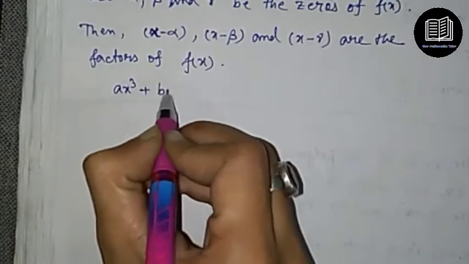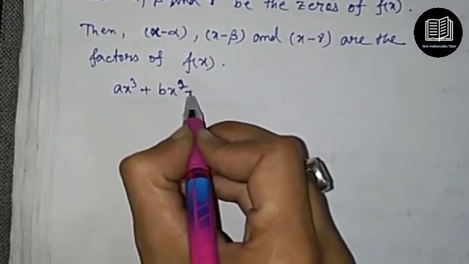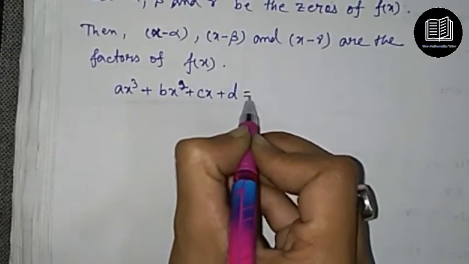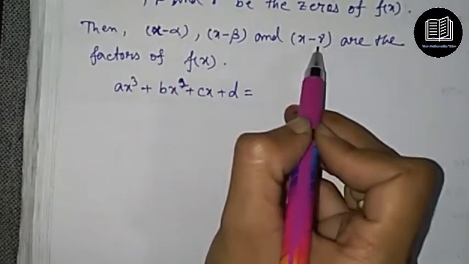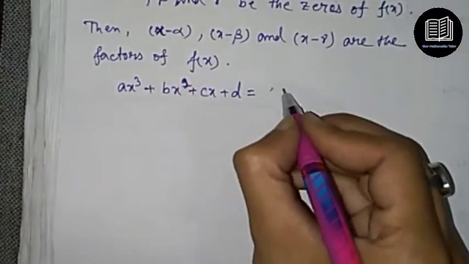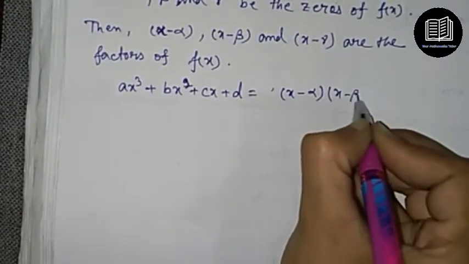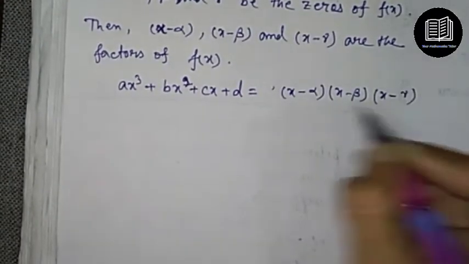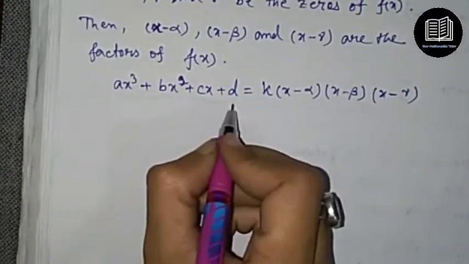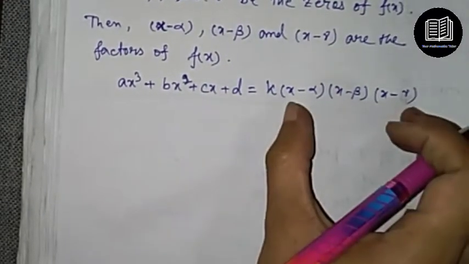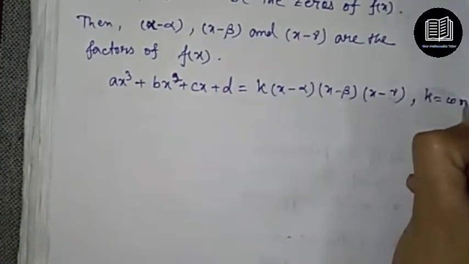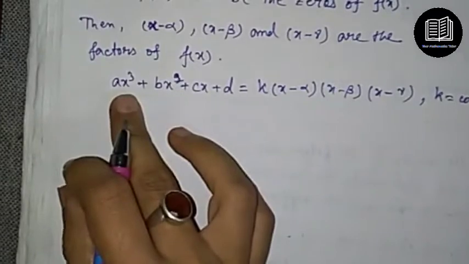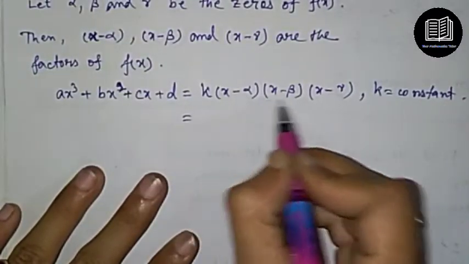Next, see. Our polynomial is ax cube plus bx square plus cx plus d. Since x minus alpha, x minus beta and x minus gamma are the factors, if we multiply the factors by a constant, then we can get the polynomial. Correct, since these are the factors. So the factors, if multiplied by a constant k, must give the polynomial. Okay. Now multiply this.